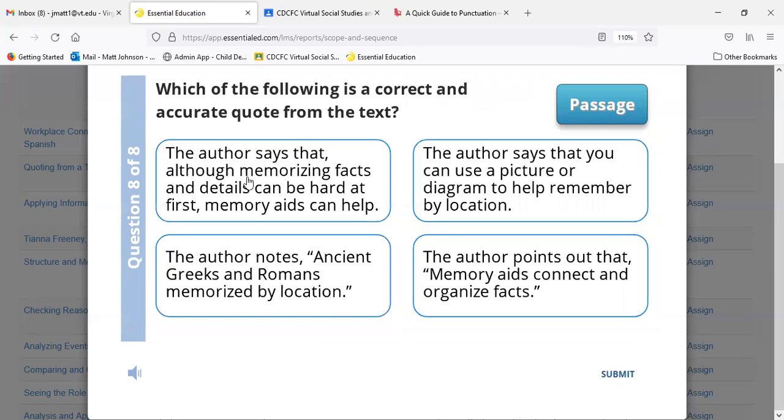Which of the following is a correct and accurate quote from the text? The author says that although memorizing facts and details can be hard. Drink water and go sit down. What was that? I think she was talking to her kids. Oh, okay, okay.